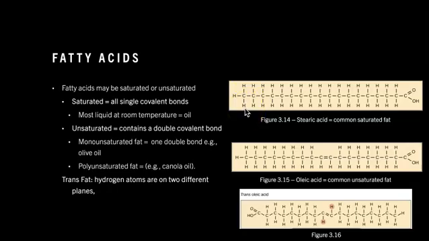as a single covalent bond form. Whereas when we look at unsaturated fatty acids, it means that there's going to be at least one covalent bond. And so we can see that in the center over here. Monounsaturated fats are going to have just one, whereas if we have more, then it would be polysaturated fat.